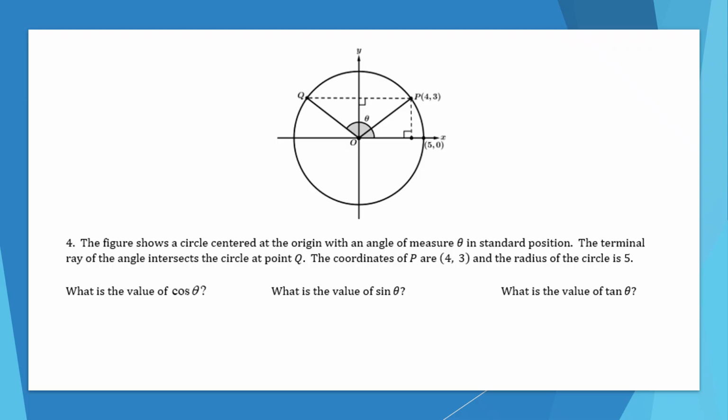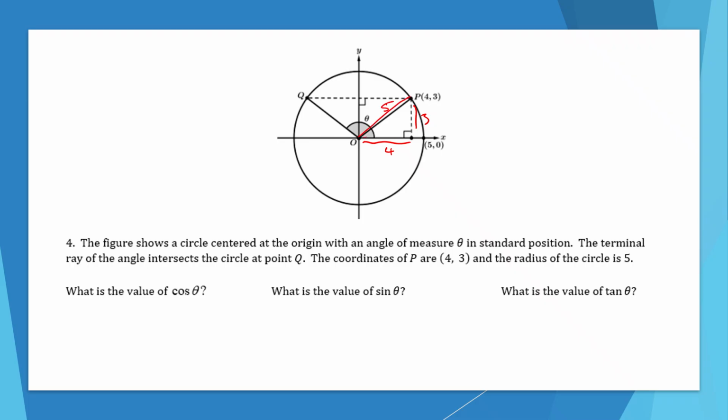All right, number 4. The figure shows a circle centered at the origin with theta in standard position. Make sure you know that theta is this whole angle right here because it's shaded up until that line with Q. So that is theta. Point P has no relevance for us. We do know, though, the coordinates of point P are 4, 3. So let's label that to help us there. So 4 and 3.